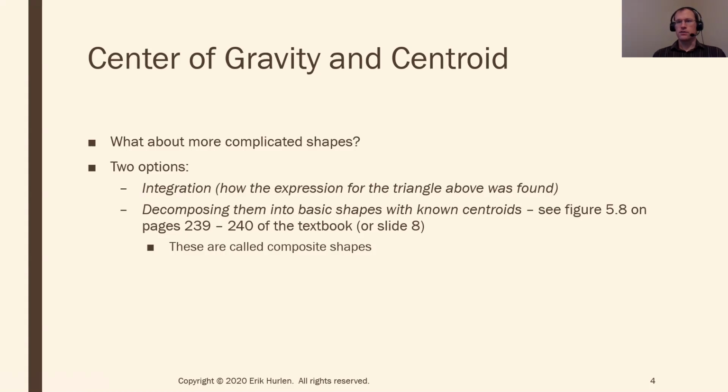There's a few other ones, and those are generally given in figures. So this textbook has figure 5.8, page 239, 240. They're also going to be shown later here. And what we can do with those is build more complicated shapes out of these basic shapes. So I can take a whole bunch of rectangles and make a more complicated shape that can be decomposed into a whole bunch of rectangles. And then I can use the centroids of rectangles, which I know, and use that in a certain way to add things up.